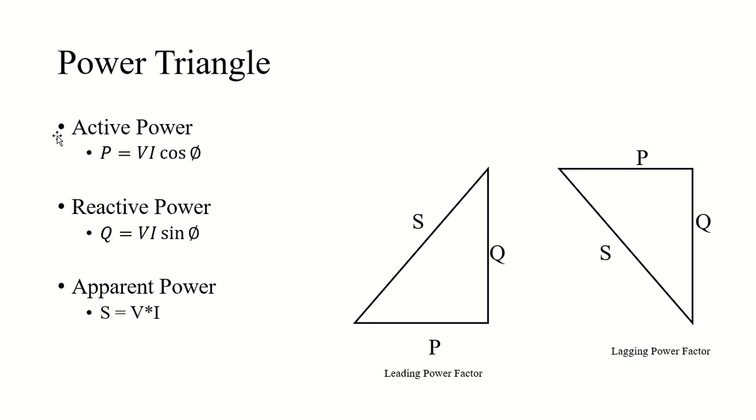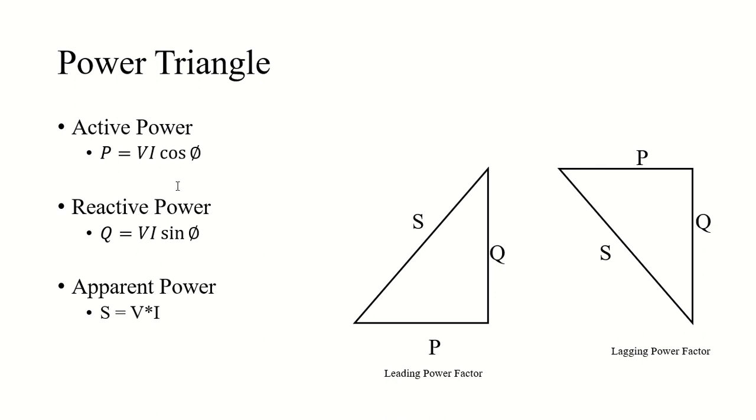So that was for active power. Now, coming to reactive power, it is represented by Q, and the formula of reactive power is VI sin phi. Again, given phi is here, sin phi will be Q upon S, and you can verify it based on these formulas as well. The apparent power is called S, and the formula for it is simply the multiplication of voltage into current.